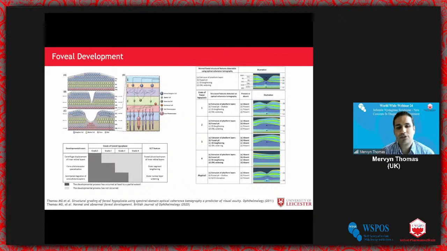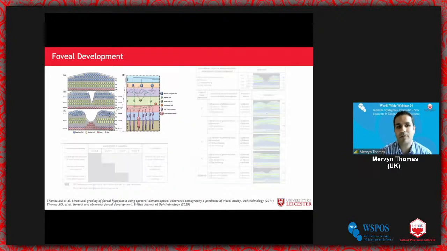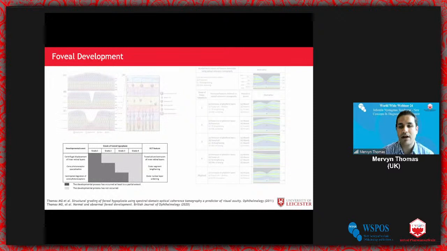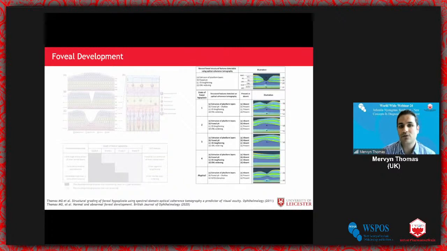Next, I just wanted to quickly touch on foveal development because this is very closely linked to nystagmus. And we know that a number of conditions that are associated with nystagmus have abnormal foveal development. I won't go into too much detail, but overall, we can divide foveal development into a number of different stages. And depending on when the arrest happens, this in turn we can use qualitatively to grade an OCT scan. And this is where you have the four grades of foveal hypoplasia, as shown in the schematic.